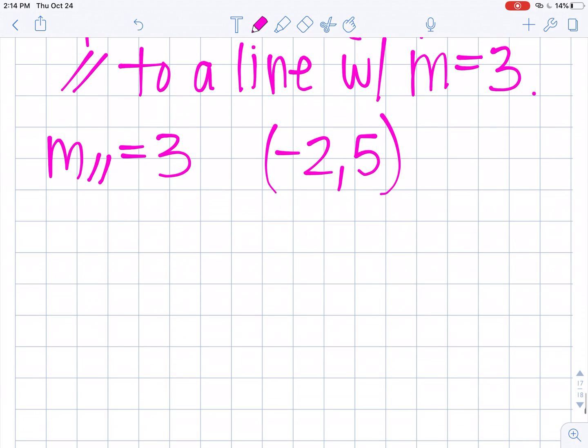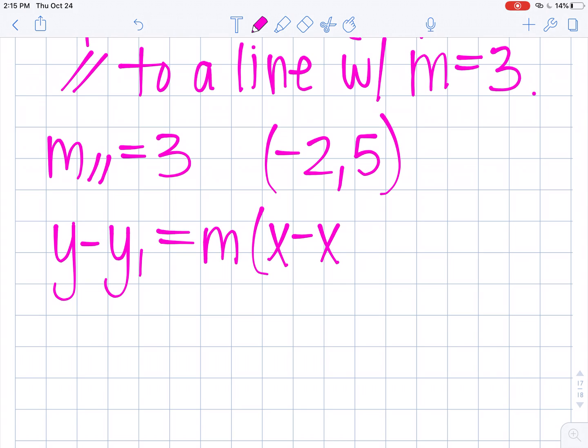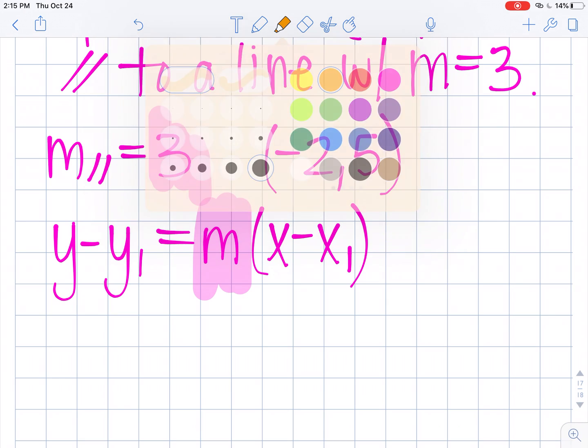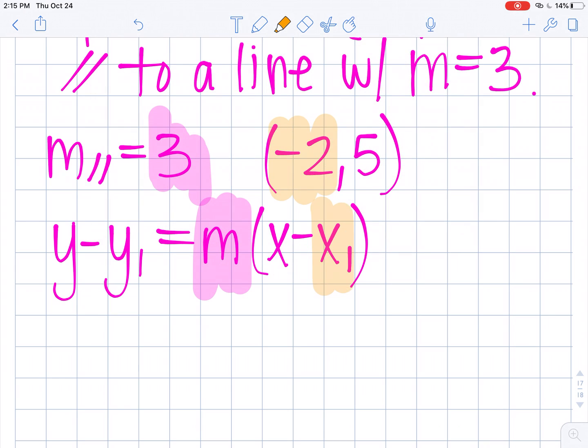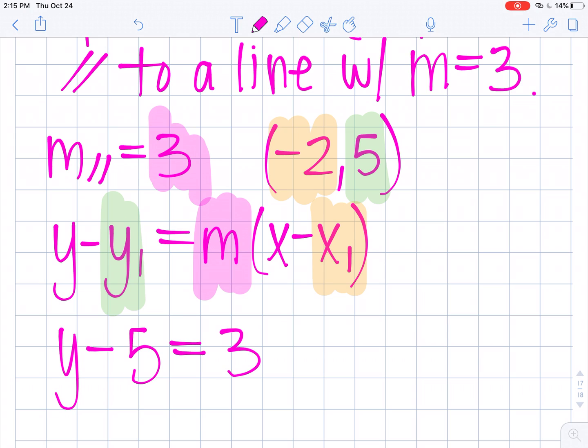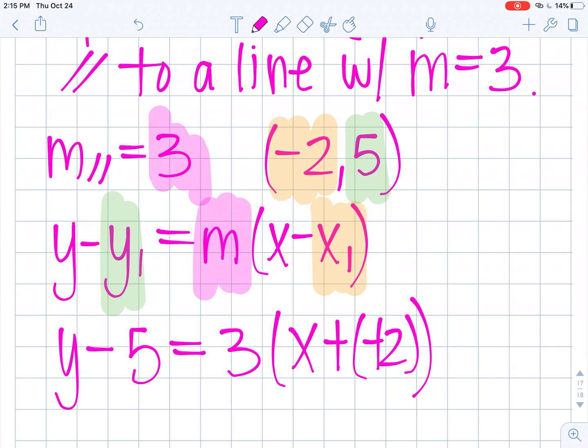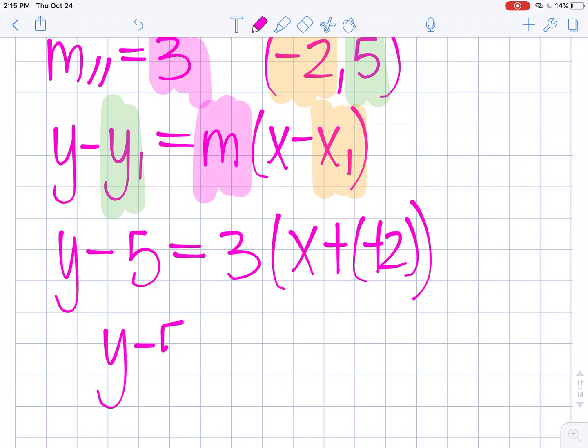So I'm going to use my same equation that I did before. Y minus y1 is equal to m times x minus x1, where my slope is 3, my x value is -2, and my y value is 5. So I plug it in. Y minus y1 is equal to m times x minus x1. And remember, minus a negative is the same as adding the opposite, so my final answer is y minus 5 is equal to 3 times x plus 2.